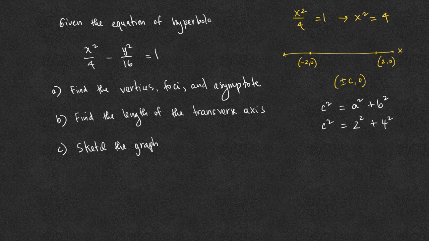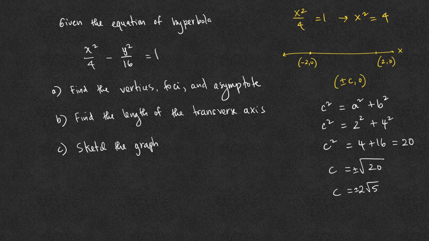In fact, it doesn't matter which number is below x squared or y squared, because we are adding them. c squared is therefore 4 plus 16, which is 20. So c equals plus or minus the square root of 20. This is the square root of 4 times 5, or plus or minus 2 root 5. And so we have the foci.